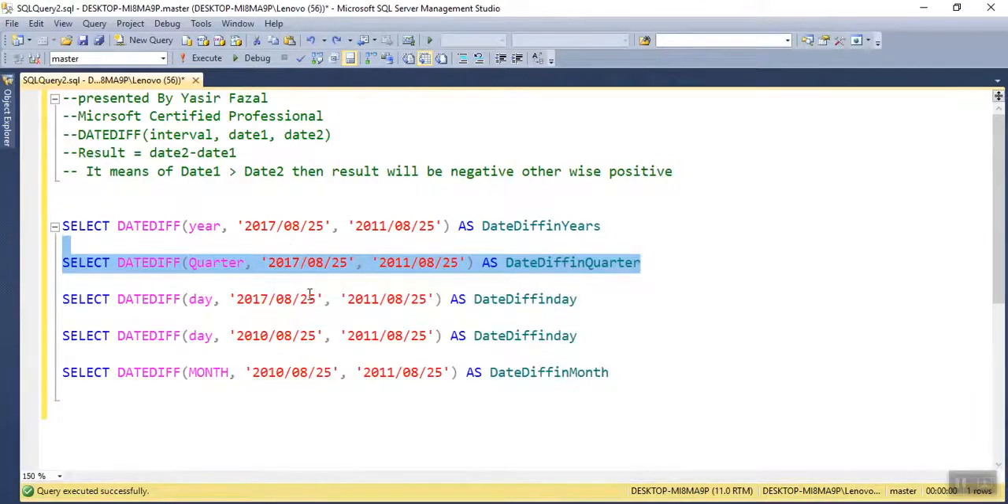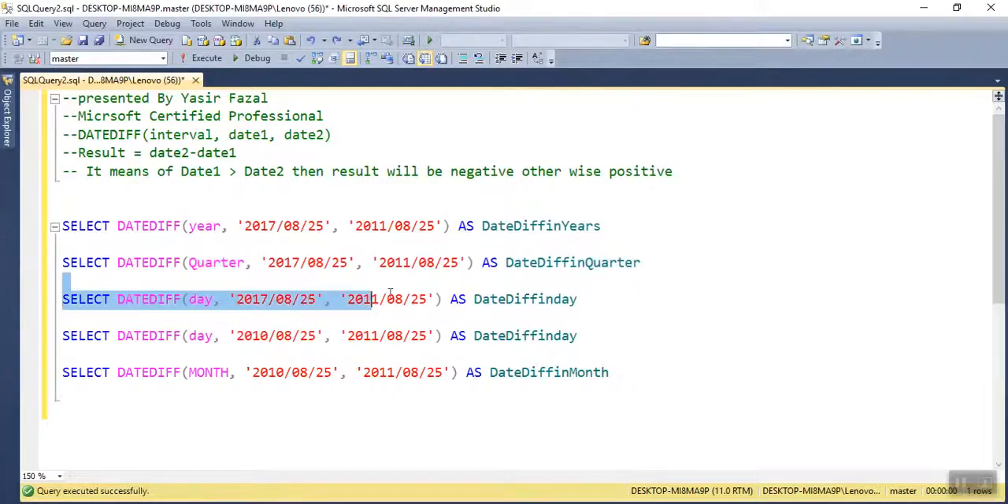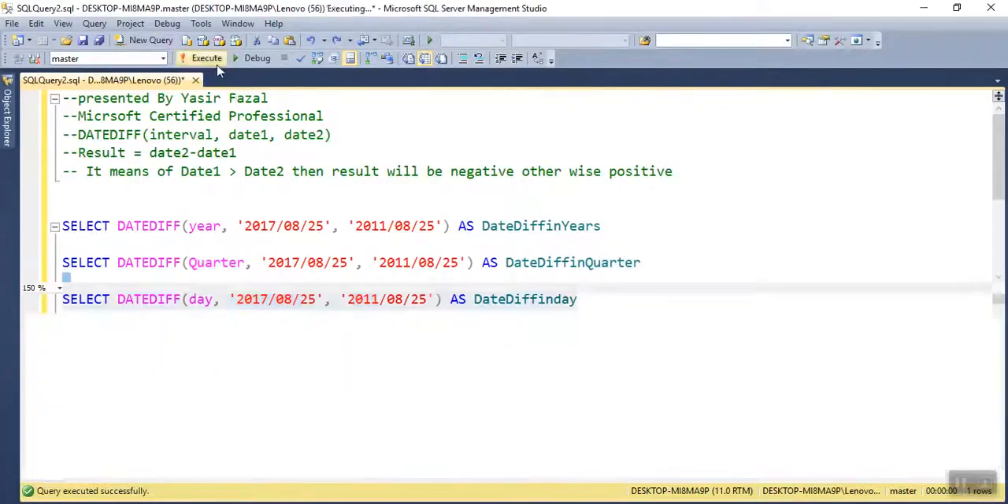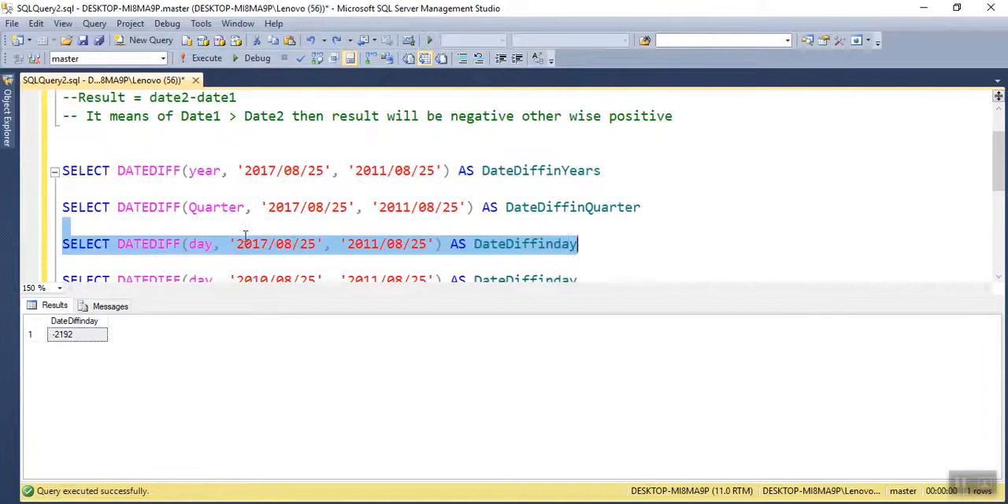Again, if I would like to see the difference between the 2 dates with respect to day, I can also see this by giving the interval day in the interval argument part. So there is a negative 2192 days between these 2 dates.